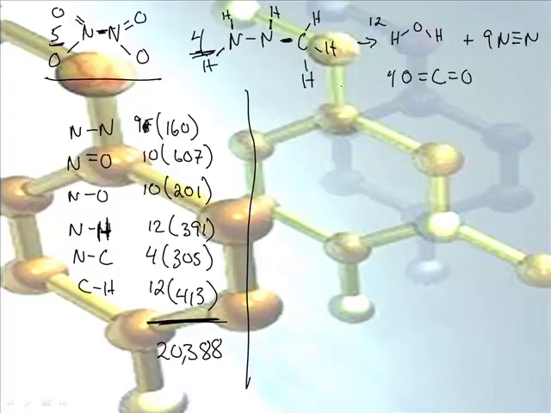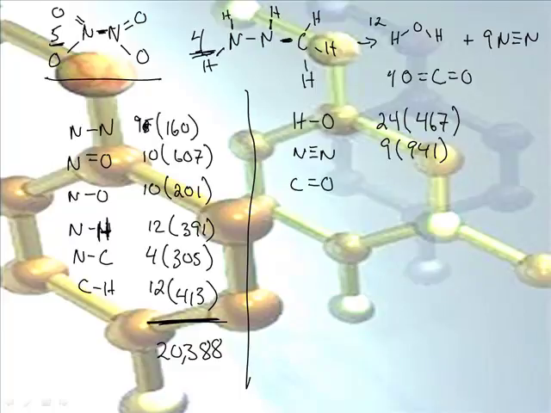Now on the other side, we've got 12 waters, so I've got an H–O bond, but there are 2 of them here, so that'll be 24 times, what's the H–O bond? 467. That'll be a big number. For the N triple bond N, there are 9 of them, and that's 941. And then the C double bond O for the carbon dioxide, there are 8 of these, isn't that 799? Yeah, times 799. Not as many, but still they're going to add up to a pretty big number.